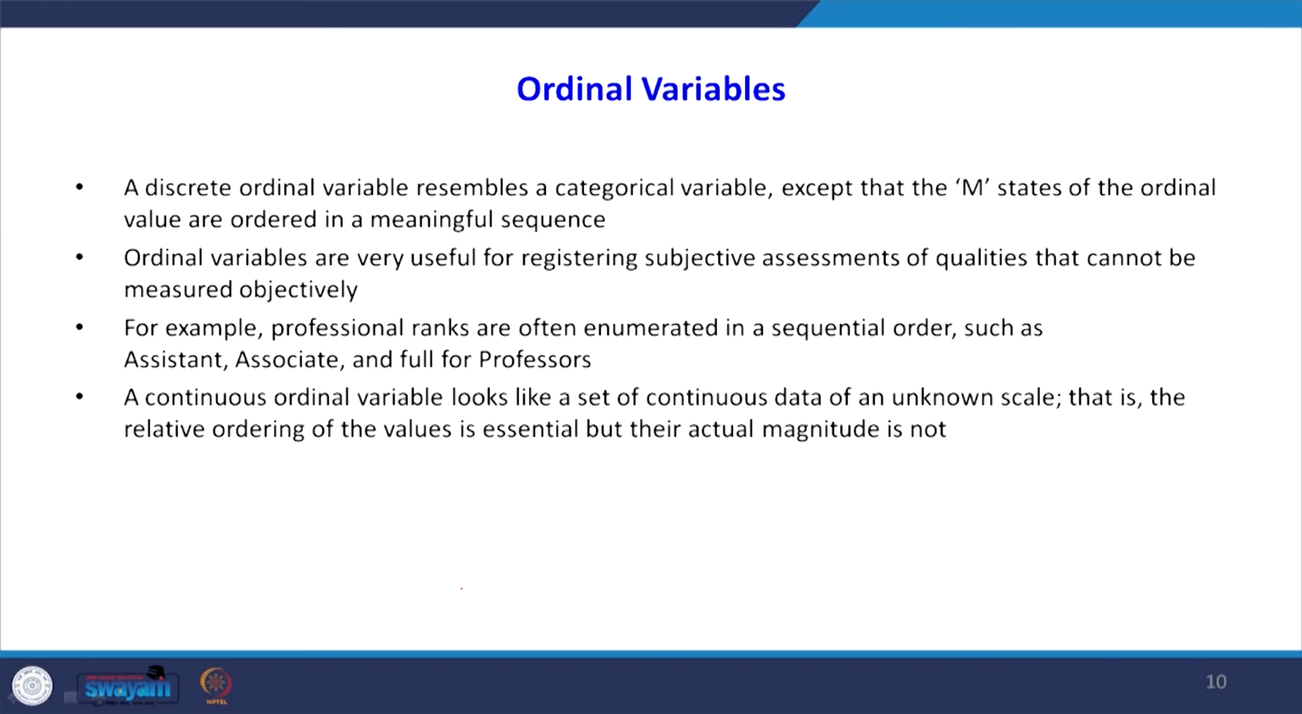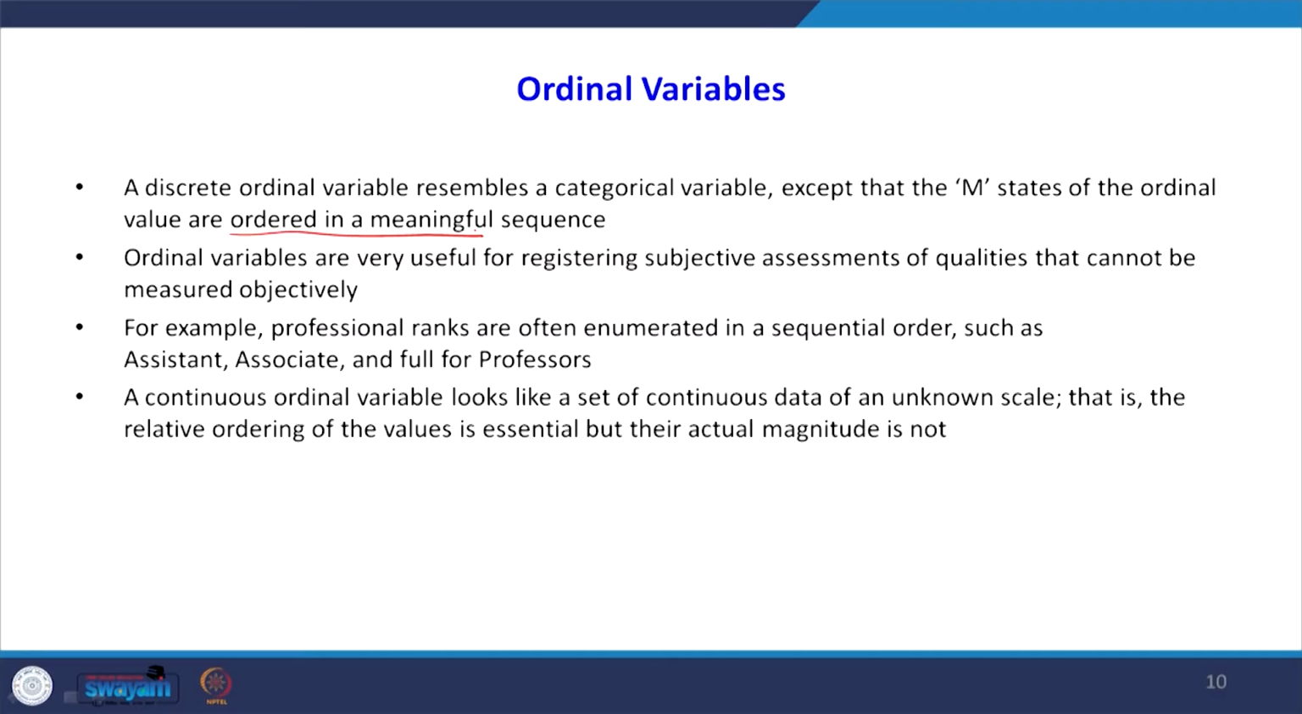Now let us go to the next type of variable, ordinal variable. An ordinal variable is similar to a categorical variable, but the order is more important. When I was explaining the previous data, that is a categorical variable, one example is the pin code. For example, in India the pin code is an example of categorical data, so that number is not representing any meaning. Now we will start with ordinal variables. A discrete ordinal variable resembles a categorical variable, except that the m states of the ordinal values are ordered in a meaningful sequence. This term is very important, because there is a ranking, there is an order in each value.